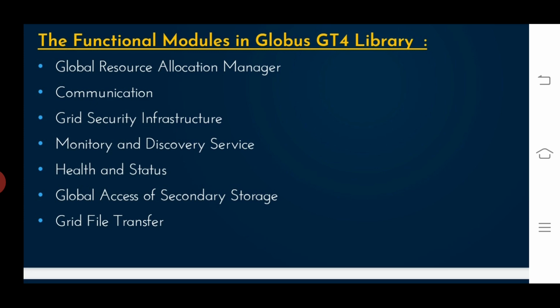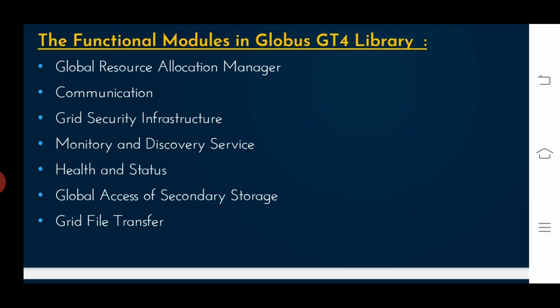Now, the first one is Globus Resource Allocation Manager, and then the further service functionality is communication, and then grid security infrastructure, and then monitoring and discovery services, and then health and status, and then global access of secondary storage, and then grid file transfer.